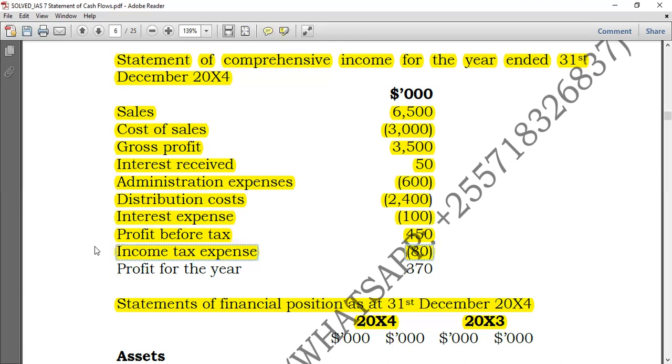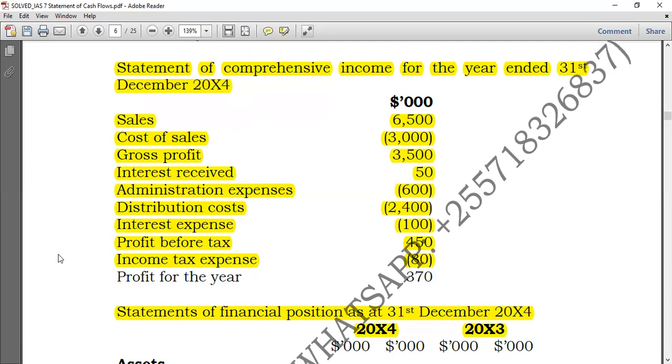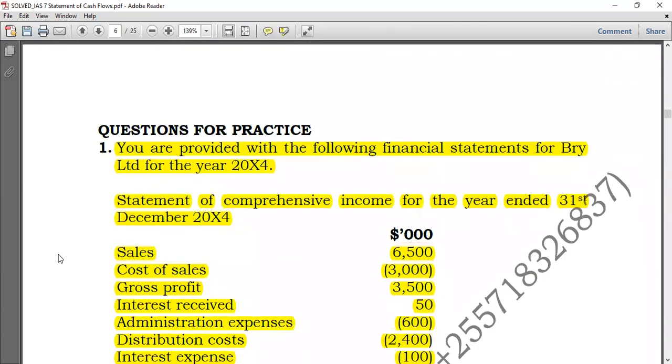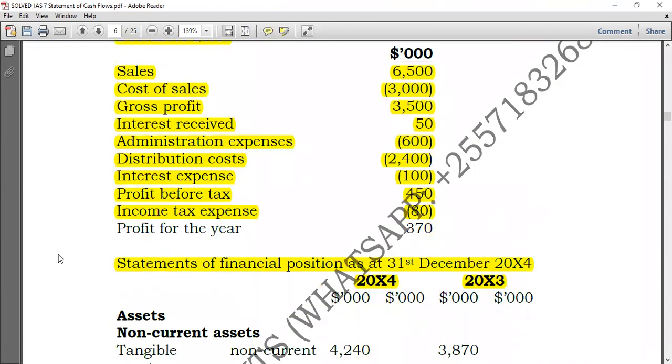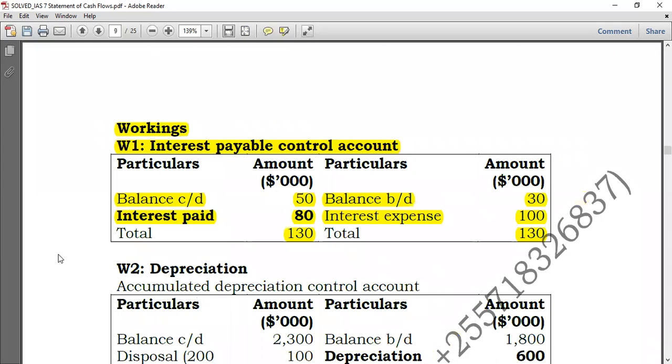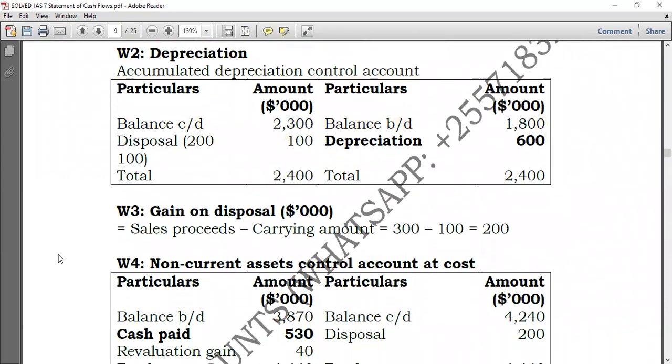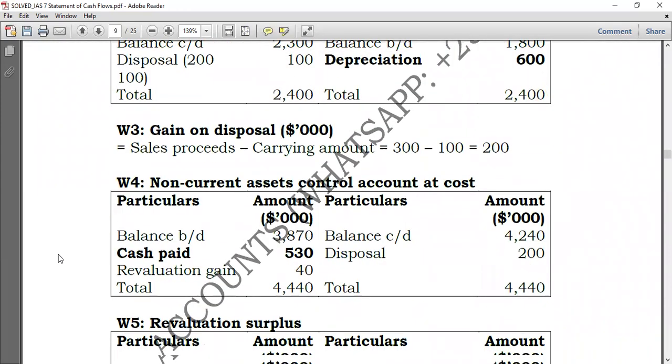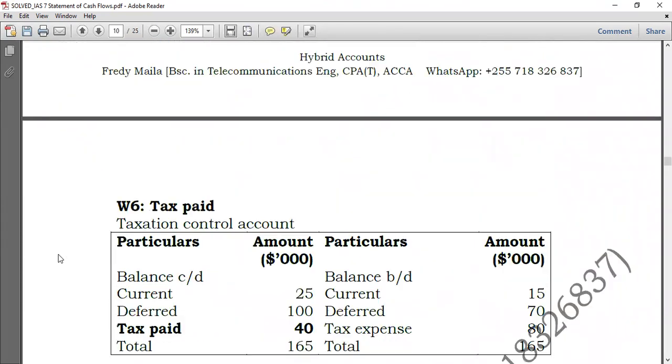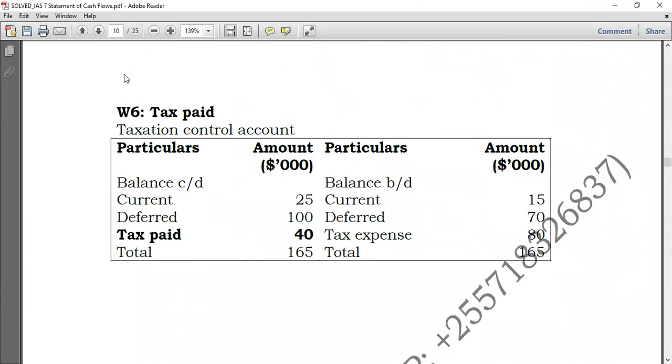So I would prepare a control account for tax. How do I prepare a tax control account? You ask yourself, income tax expense was 30. You just come and prepare a tax control account. You can just prepare it the way you wish. That's why there is a different method here. So I would say tax paid, not necessarily working 6. You could have done it in any working, just the way you feel.